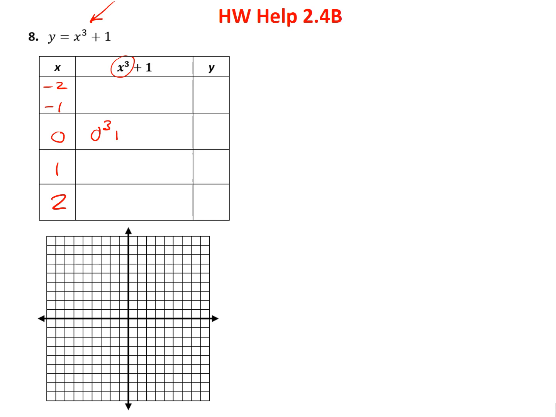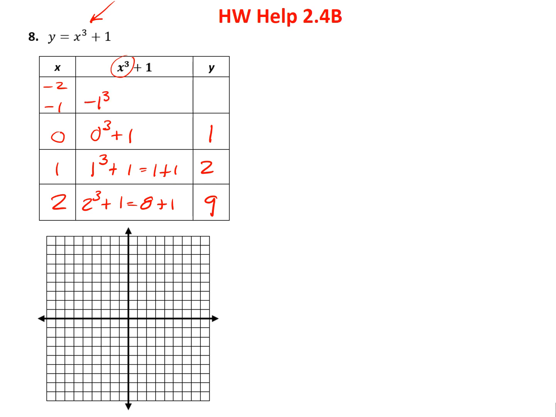0 cubed plus 1 is 0 plus 1 is 1. Okay? 1 cubed plus 1. 1 times 1 times 1, that's 1 plus 1, that's 2. Not too bad. And then we get 2 cubed plus 1, and that's going to be 8 plus 1, or 9. Now notice the one thing different from the squared when I start going to negative.